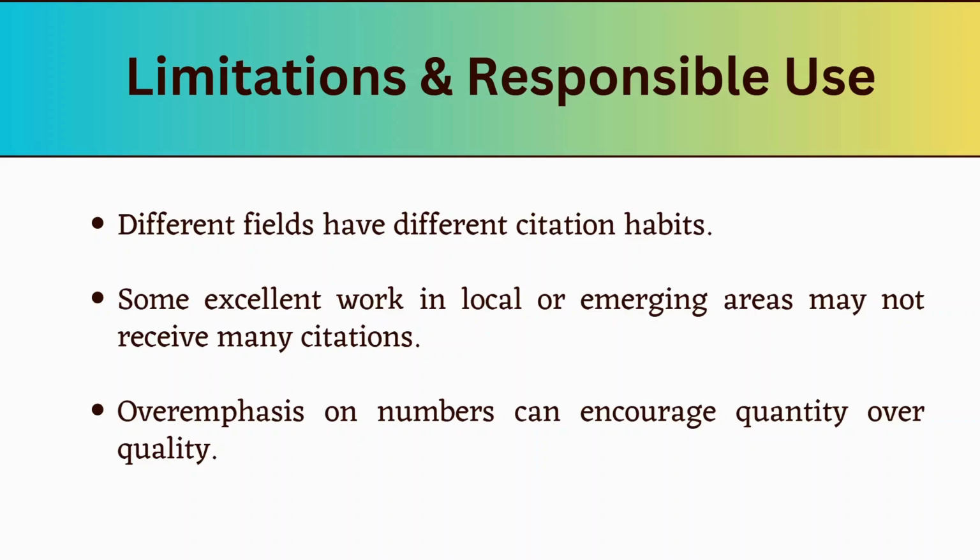That's all with the types of author metrics. Now let us see the limitations and responsible use of author metrics. While metrics are useful, they should never be the only way to judge research quality, because different fields have different citation habits and some excellent work in local or emerging areas may not receive many citations. Also, overemphasis on numbers can encourage quantity over quality. That's why institutions are now moving towards responsible metrics, combining quantitative indicators with peer review and qualitative evaluation.